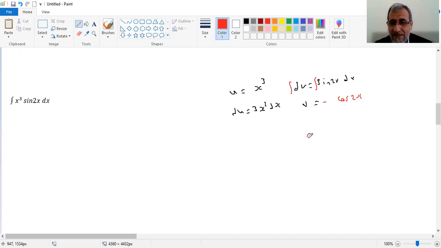See, the integral of sine 2x dx: the derivative of 2x is 2, so we have to multiply by 2 and divide by 2. That means the integral of sine u du will be minus cosine u. What is u? u is 2x, so minus cosine 2x, and with the half before the integral, it will be minus half cosine 2x. That is v, the answer of this one.